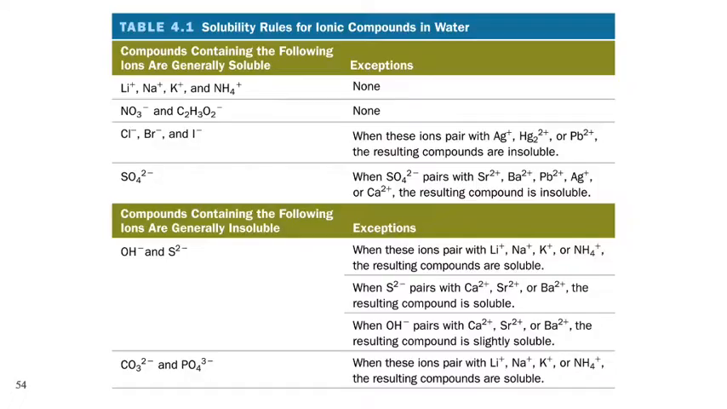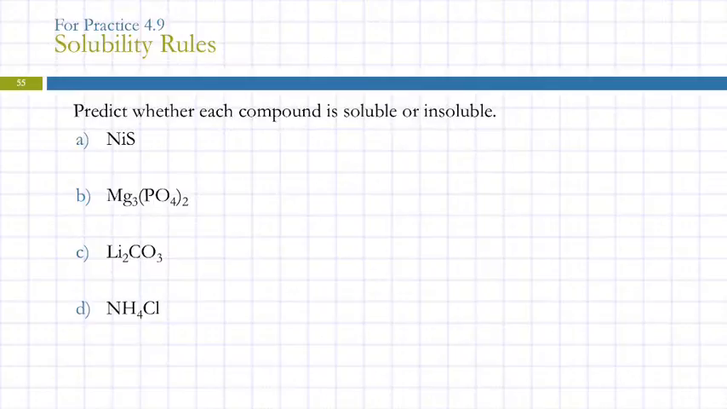I'll show you the picture now. So we went through here. None of these pertain to nickel sulfide. But here we've got sulfide. So the exceptions are calcium, strontium, or barium. Well, this example is not any of those. So is this soluble or insoluble? Insoluble. So if I had this in a chemical equation, I would give its state as S for solid. It's insoluble.